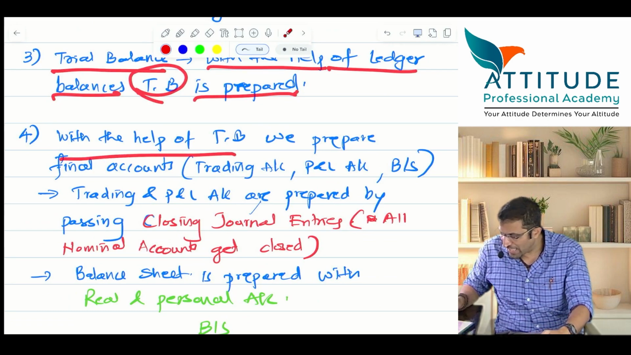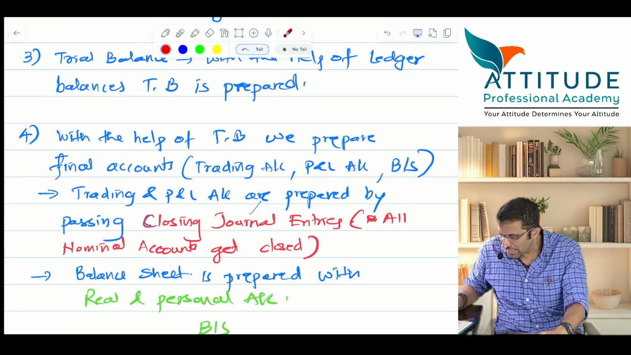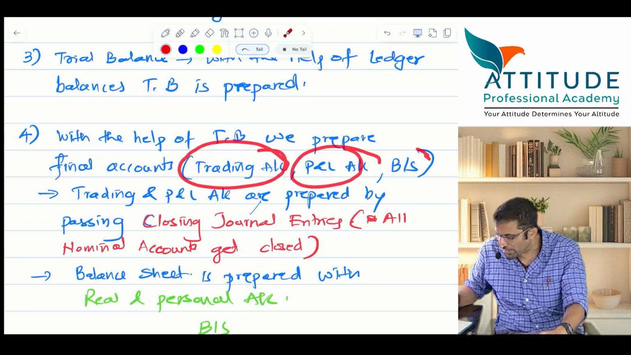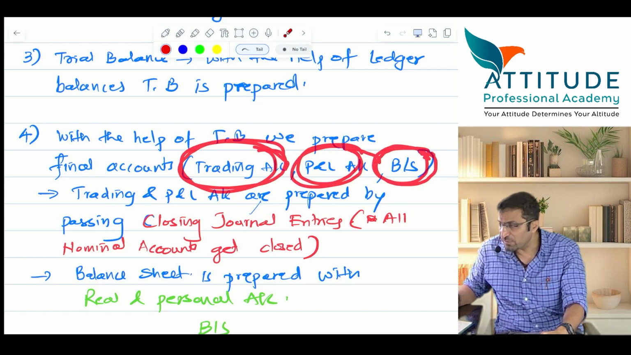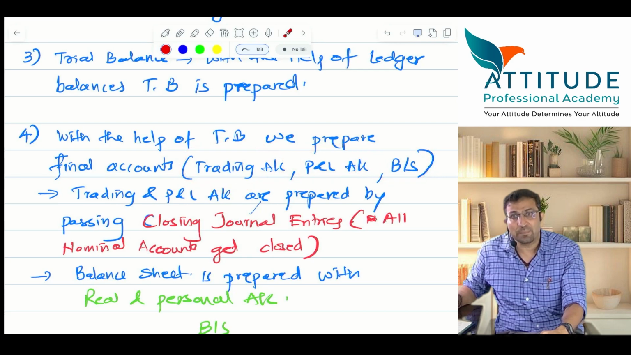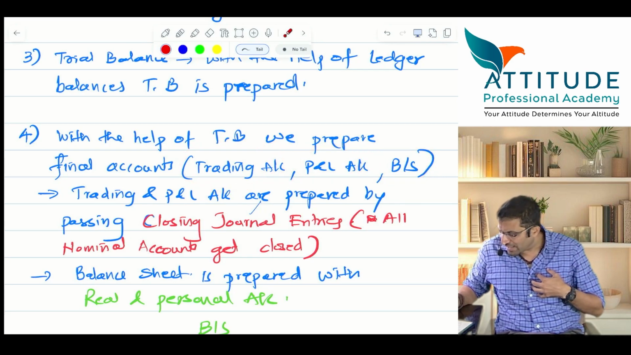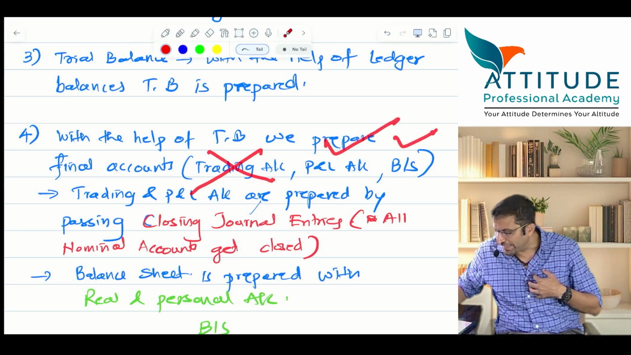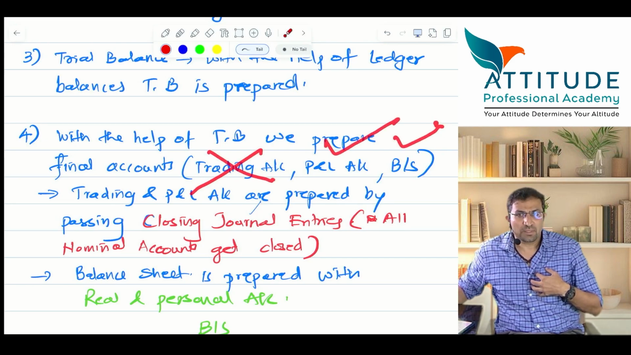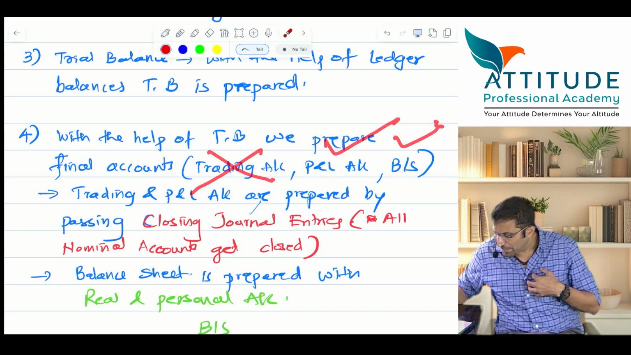Then with the help of trial balance, we prepare final accounts. And generally final accounts are trading account, profit and loss account and balance sheet. I repeat once again, trading, P&L and balance sheet will not come for every organization. It depends from organization to what organization. Suppose if I am a service provider, I will not prepare trading account. I'll prepare only P&L account and what? Balance sheet. Suppose if I am a trader, I will prepare trading account, P&L account and balance sheet.